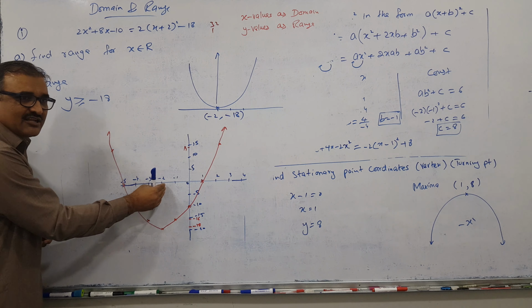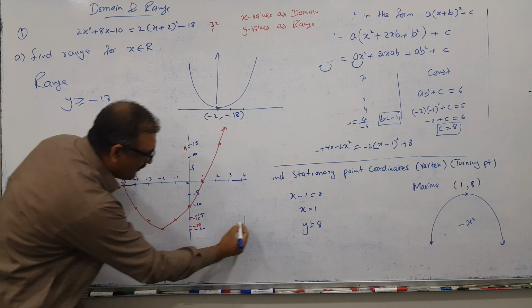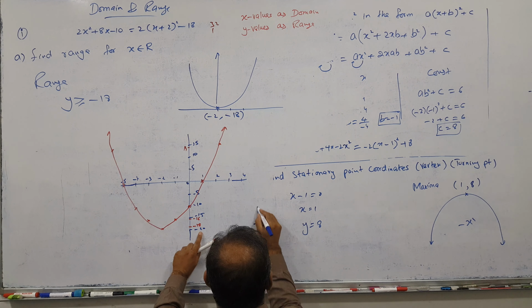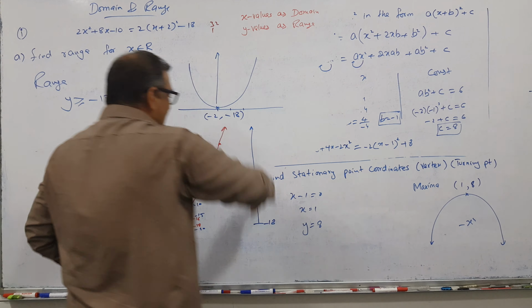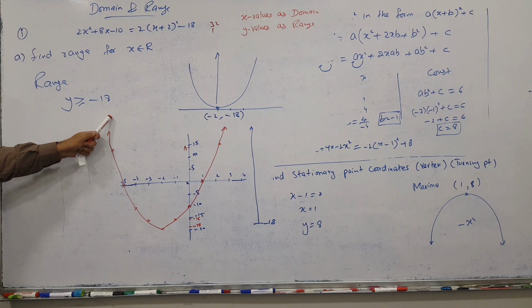If I move from minus 2 forward, what is the y pattern? So the y pattern is starting from minus 18. It goes up and up and up. It will not stop anywhere. So can I see my range? See, y value is bigger than or equal to minus 18.